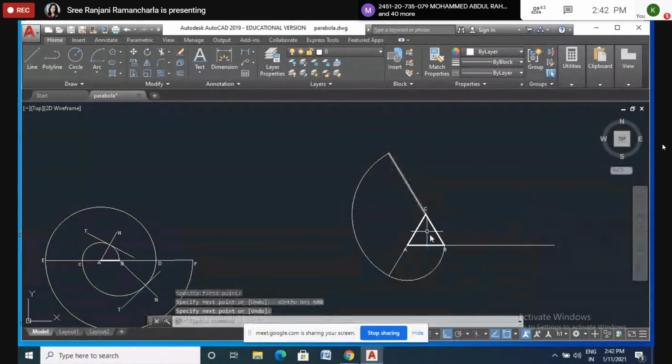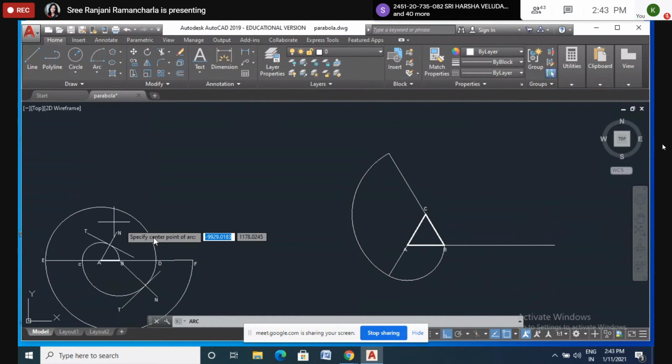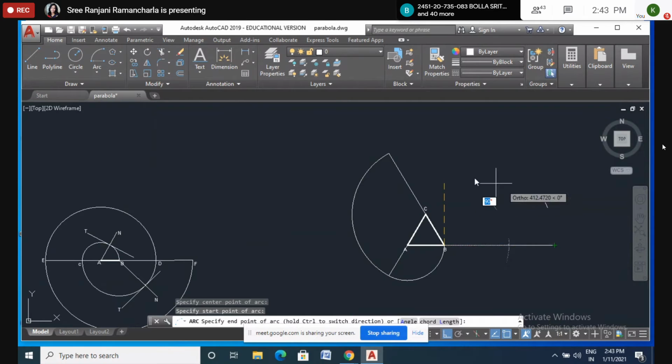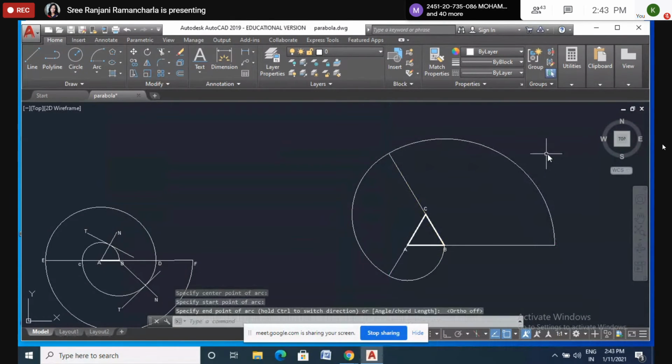Now with the compass, B as a center, and B to this point as a radius, draw the curve like this. So here I will draw with this one as the center, anti-clockwise. This has a radius start. Anti-clockwise, so it will go like this. This one is the end point. So this is the involute of a triangle.